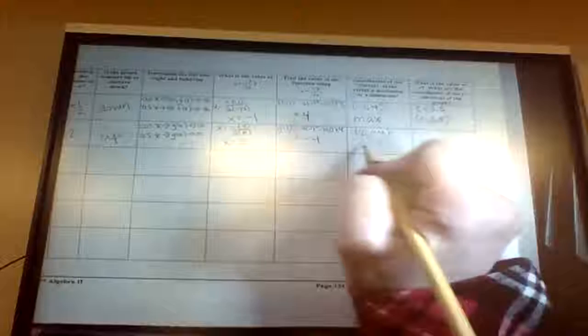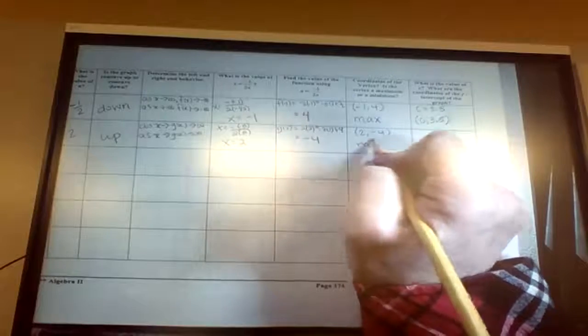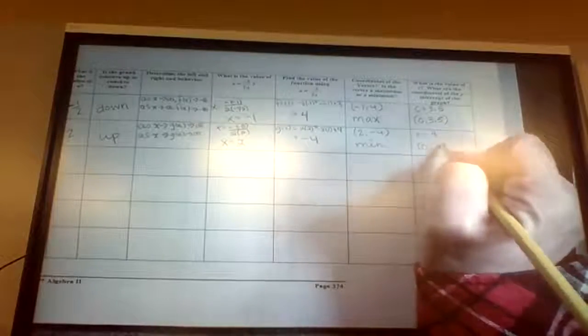2, negative 4. Is that a maximum or a minimum? Minimum. What's C? 4. And what's your y-intercept? 0.